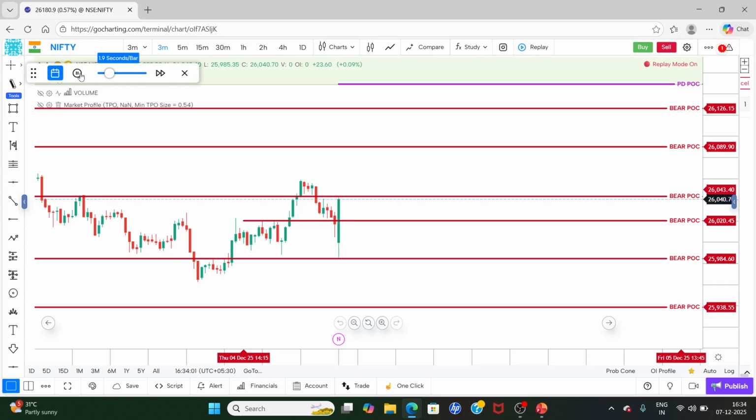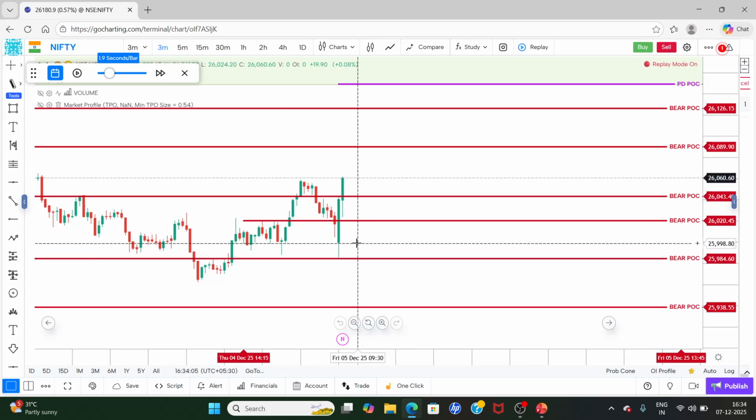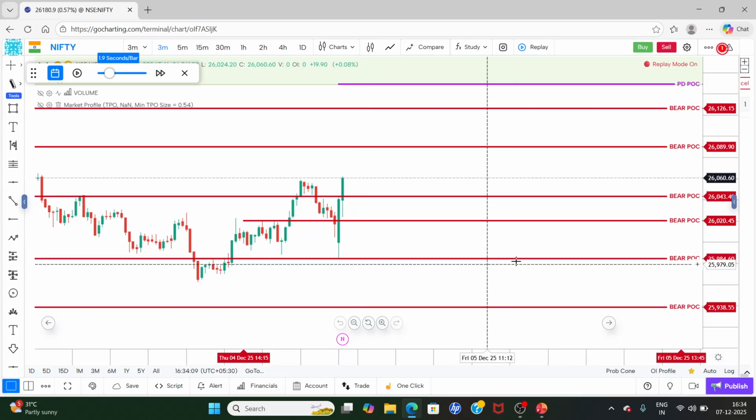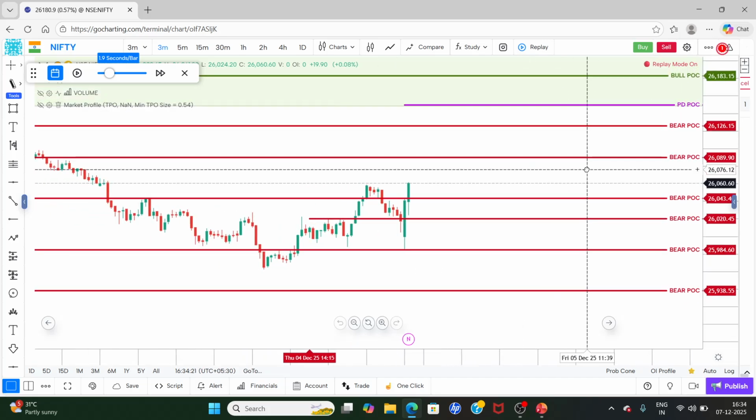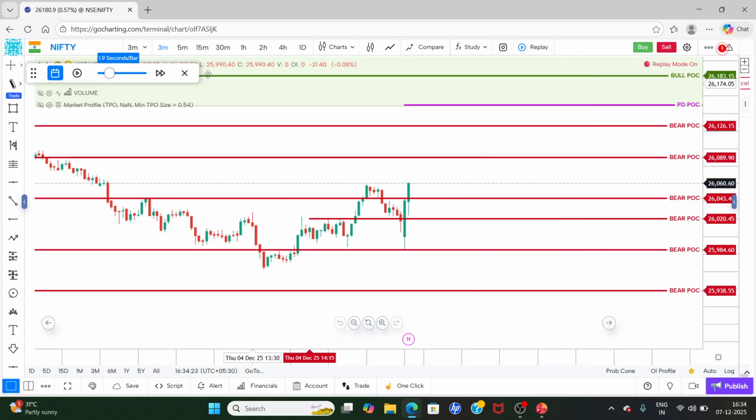So the market opened just below the previous day close. It took this bearish POC support and it went high and broke this POC. So it was indicating that the market is having strength. But since the news was about to come at 10 o'clock, I did not take a trade. So I was waiting for where to take a trade.